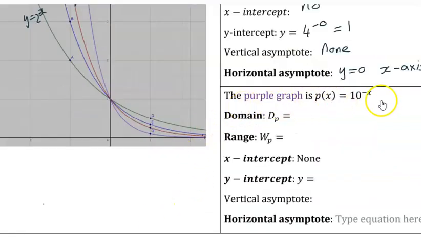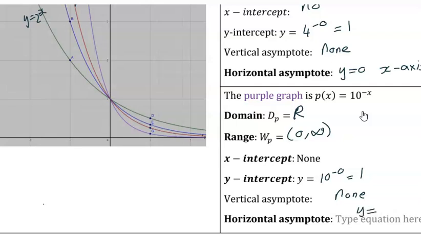If I first look at the properties of p of x equal to 10 to the minus x, I get the domain is R again. The range is again from 0 to infinity. I do not have an x-intercept. I have a y-intercept of 10 to the minus 0, which is equal to 1. I do not have a vertical asymptote, but I have a horizontal asymptote y equal to 0 or the x-axis.